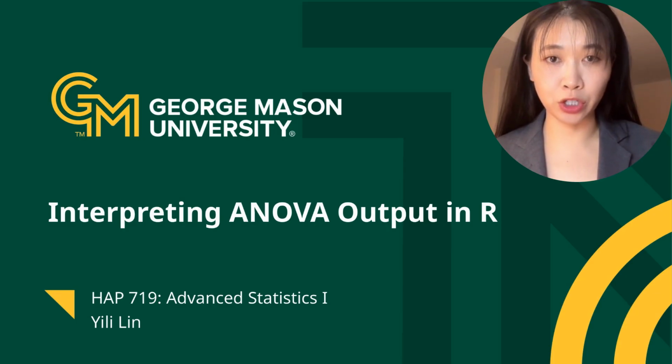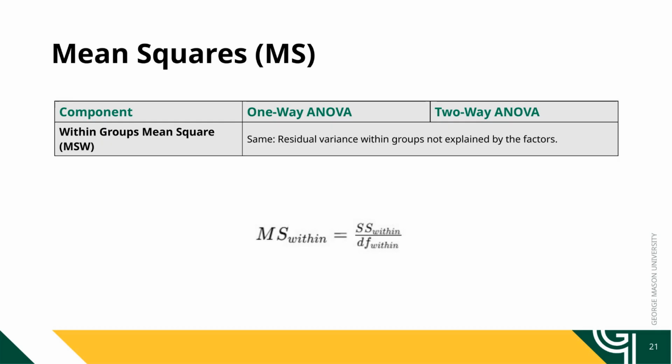Let's continue our discussion on interpreting ANOVA results in R. In one-way ANOVA, mean squares, MS, are obtained by dividing sum of squares by their degrees of freedom, reflecting average variability for between-group and within-group differences. Two-way ANOVA calculates mean squares for main effects and their interaction, assessing both individual factor effects and their interactions. Both types share the same within-groups mean square, MSW, which measures unexplained residual or error variance within groups.